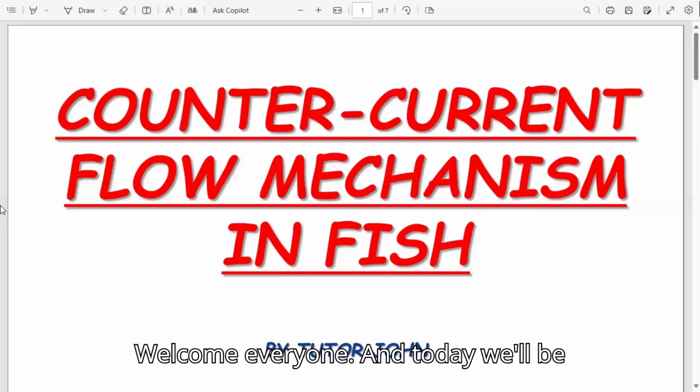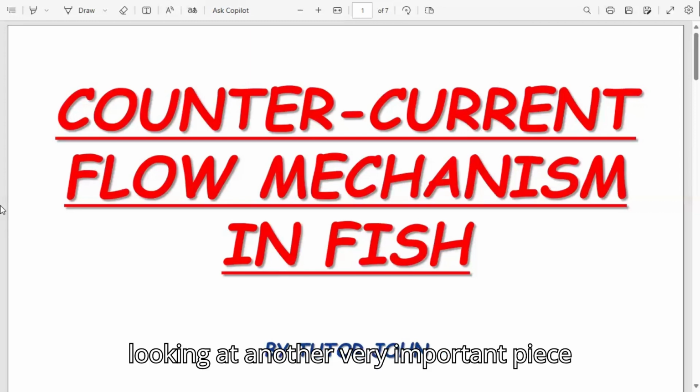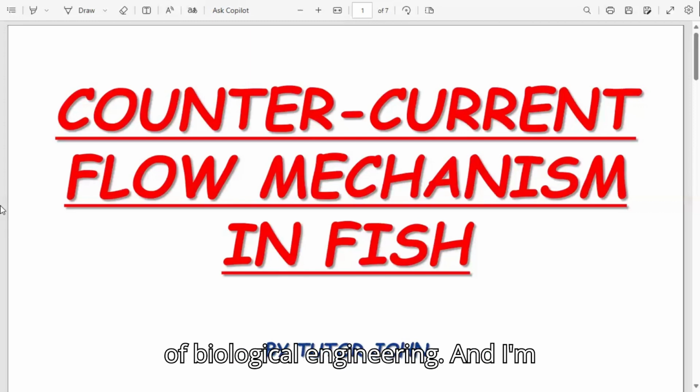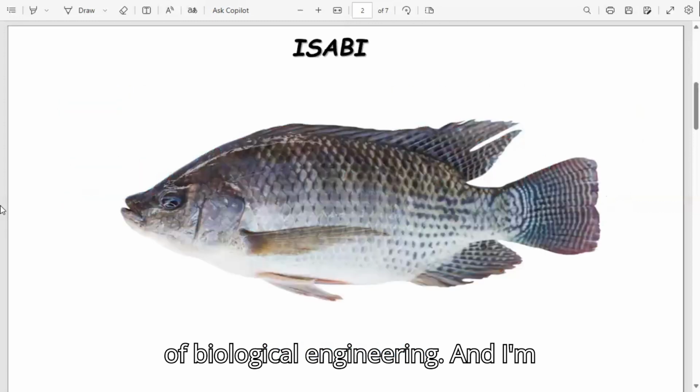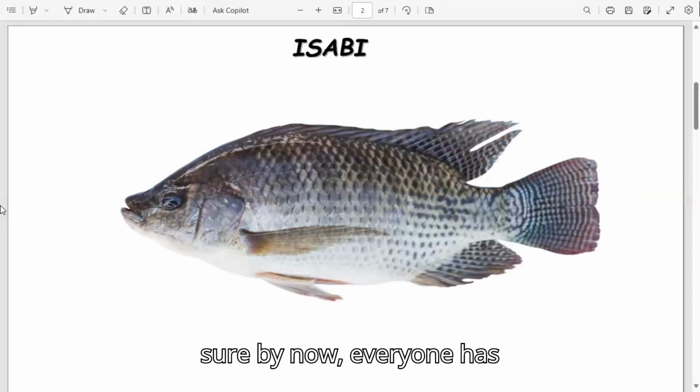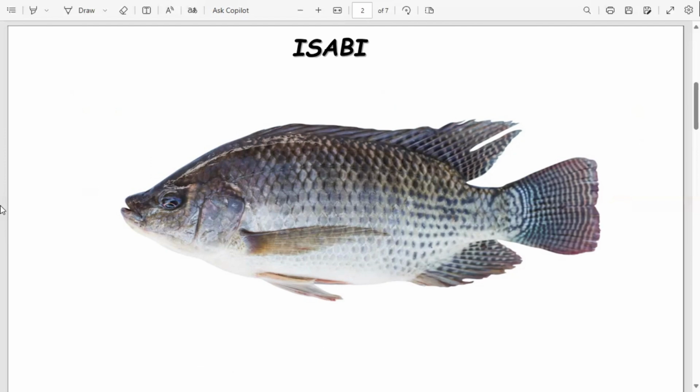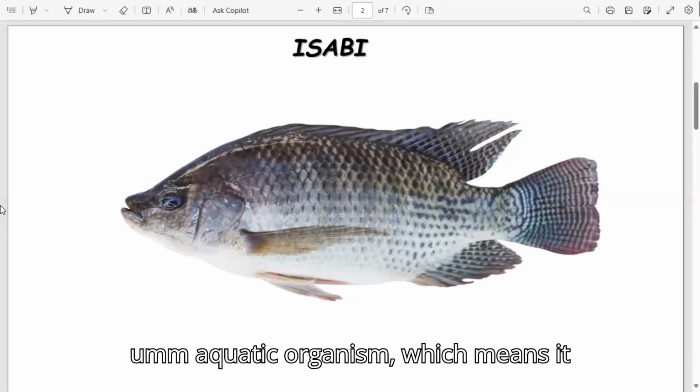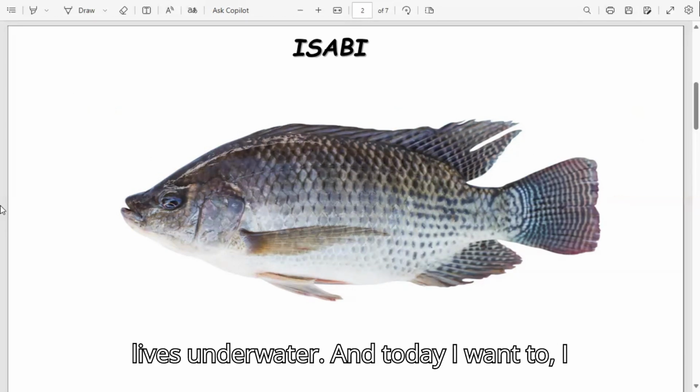Welcome, everyone. Today we'll be looking at another very important piece of biological engineering. I'm sure by now everyone has seen what is projected in this diagram. It's called fish. They are very, very delicious, but also very interesting. It's an aquatic organism, which means it lives underwater.